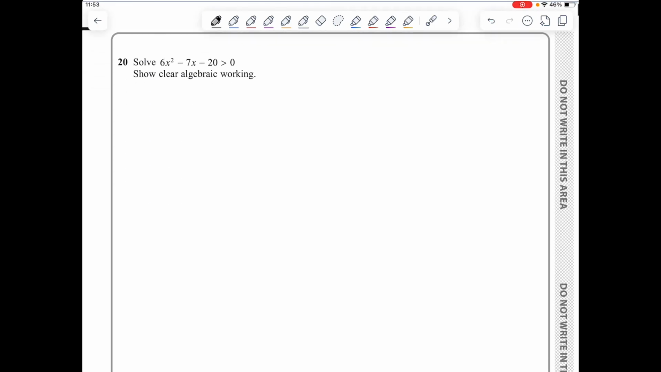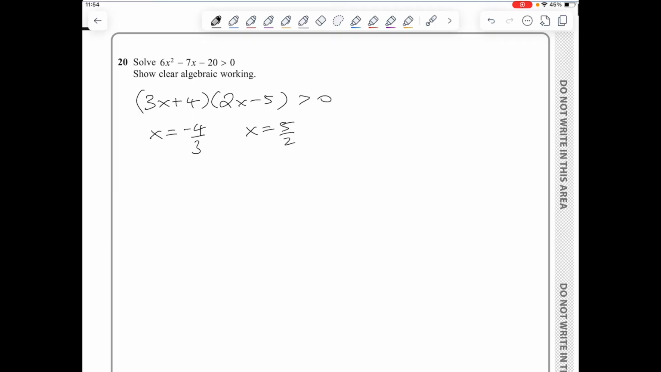For question 20, I'll solve this inequality as if it was an equation. I'll proceed with factorization, but you can use the quadratic formula if you want. I get 3x plus 4 times 2x minus 5 is greater than 0. Forget the greater than 0 for a moment. Let's find what we call the critical values: x equals minus 4 over 3, or x equals 5 over 2.